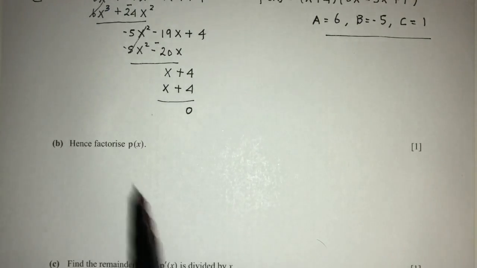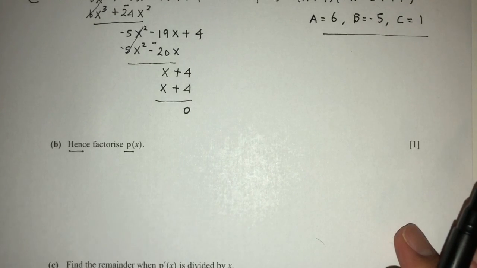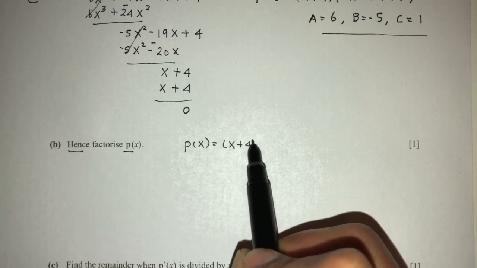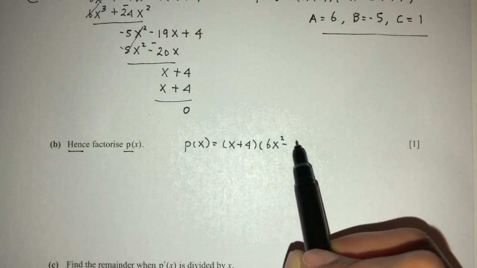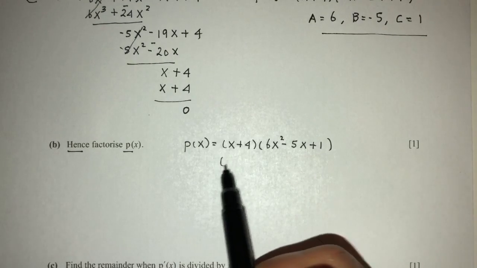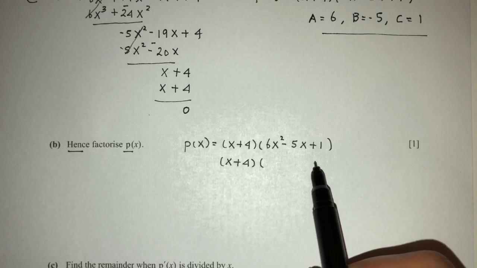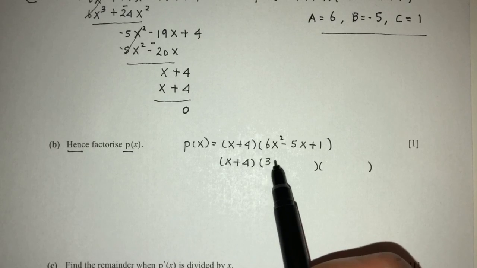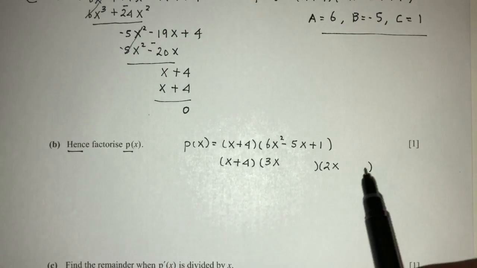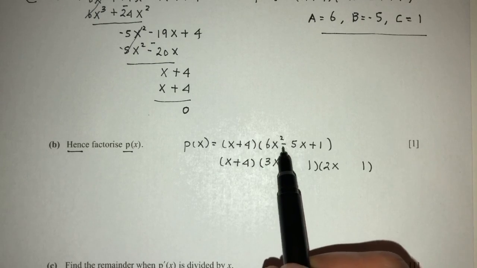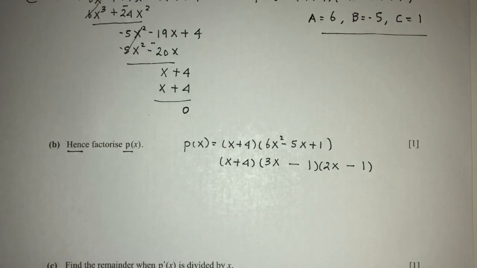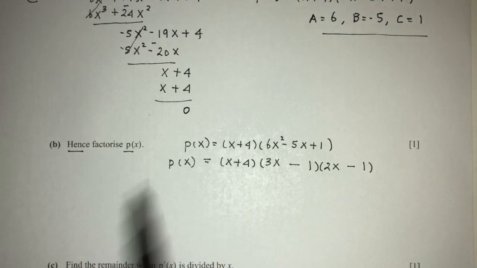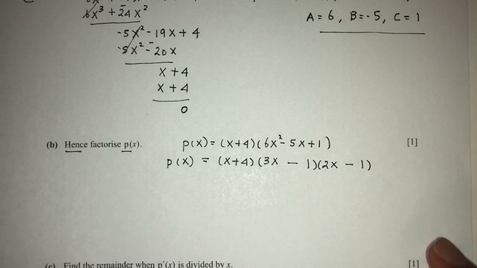Now for part B, hence factorize this. So hence means we have to use the previous one, which is p of x is equal to x plus 4 times 6x squared minus 5x plus 1. So factorize x plus 4, 2 brackets. So what is 6x squared? It could be 3x times 2x. What is 1? 1 is 1 times 1. Now we want minus 5. We have to have minus 3 and minus 2 to get minus 5. And this will be the factorization of p of x. Okay, that will be part B of the question.